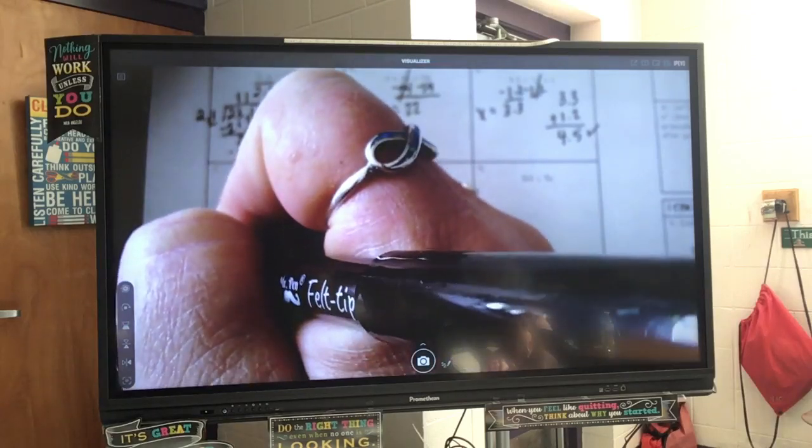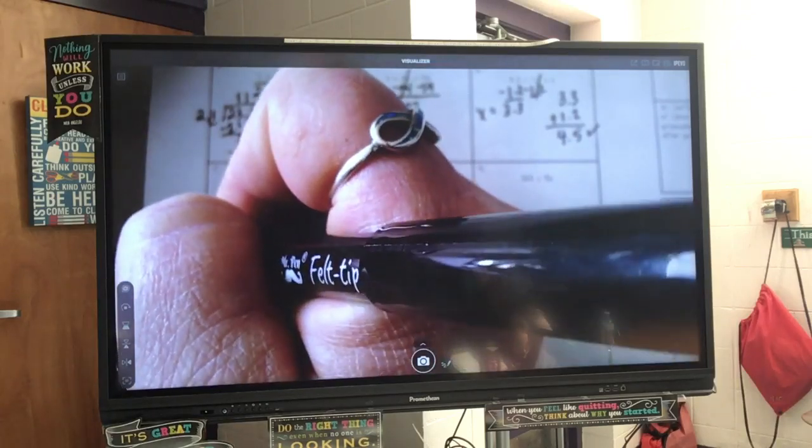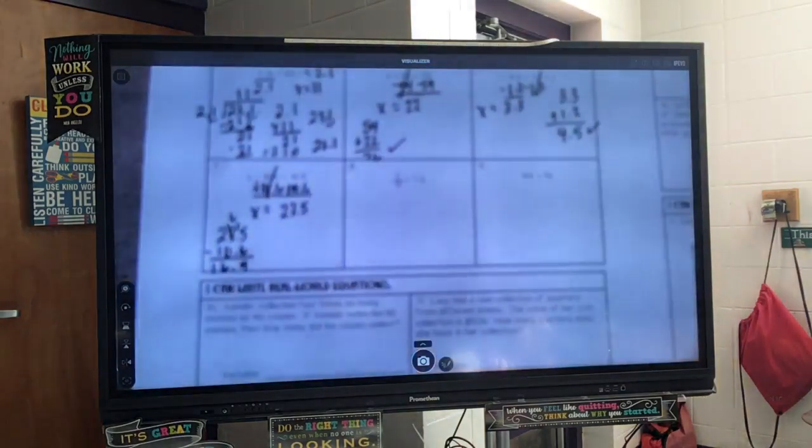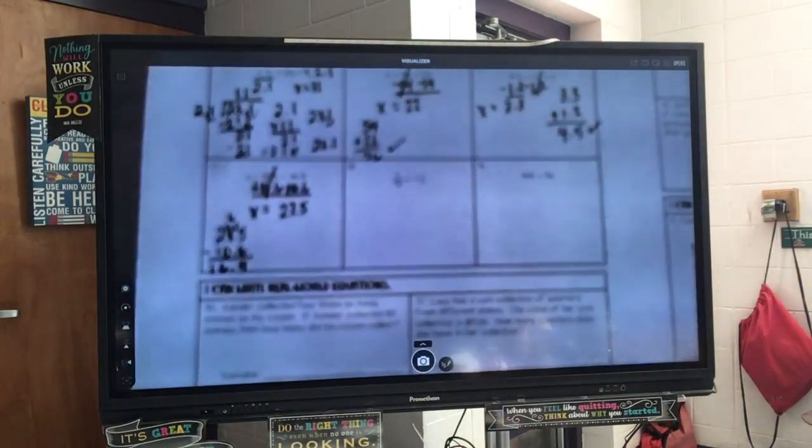Right, so you do the 27.5 minus 10 and 6/10, and you end up with 16 and 9/10.